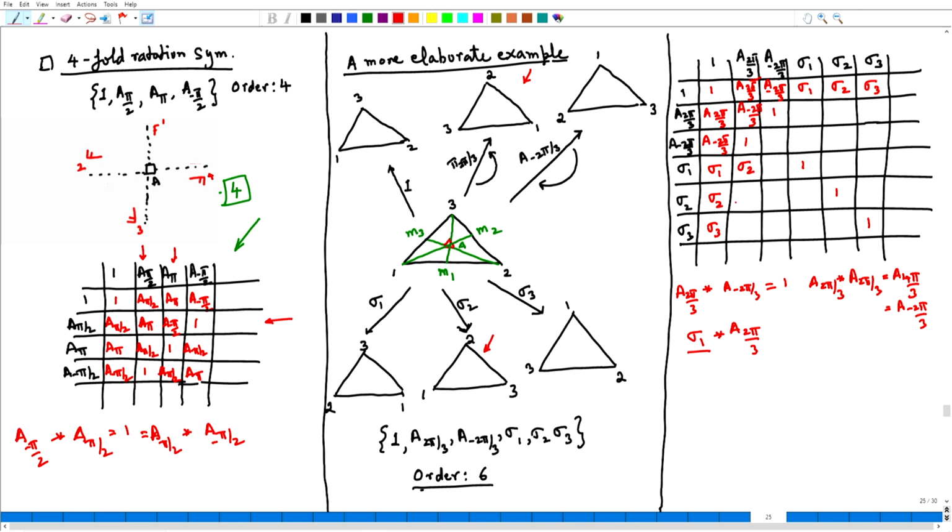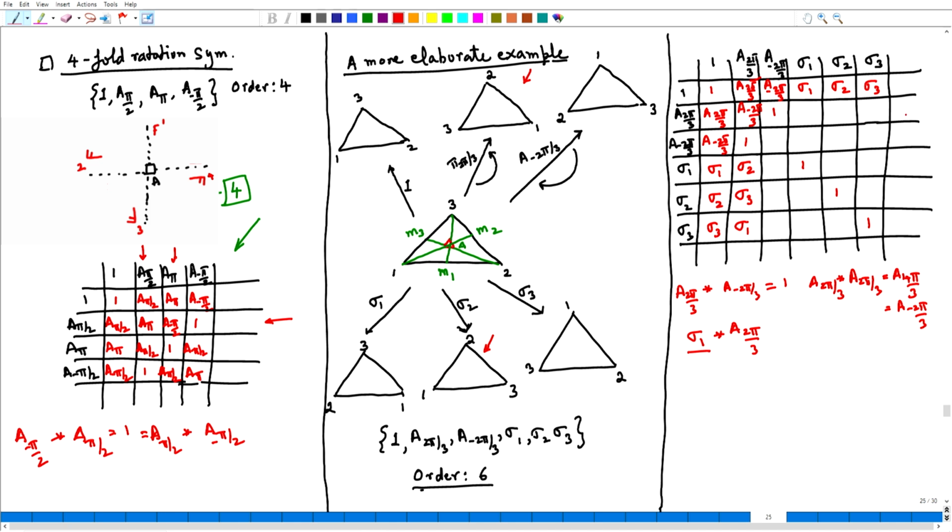Now, in the rest of the column let me mechanically fill it. Sigma 2 is there, sigma 3 cannot come in the last cell of this second column, so it has to come here. Now, if you look at this column, only one thing is left, which is sigma 1. So, sigma 1 comes here.